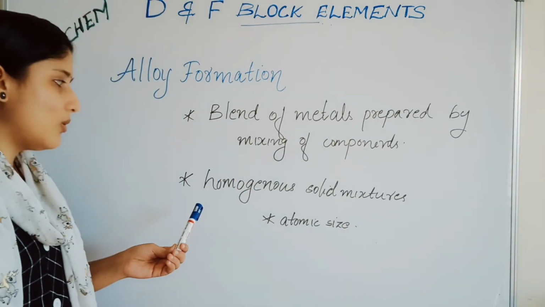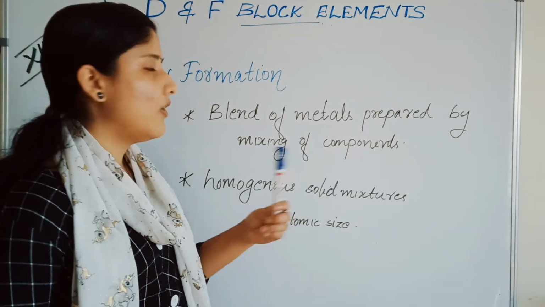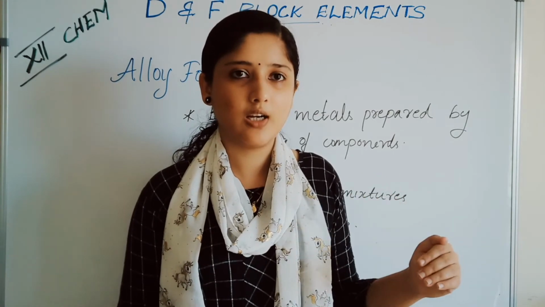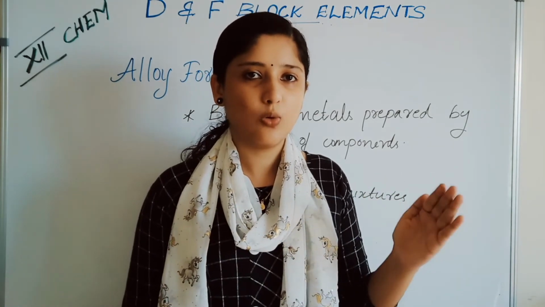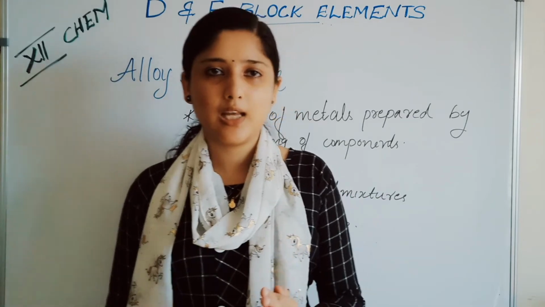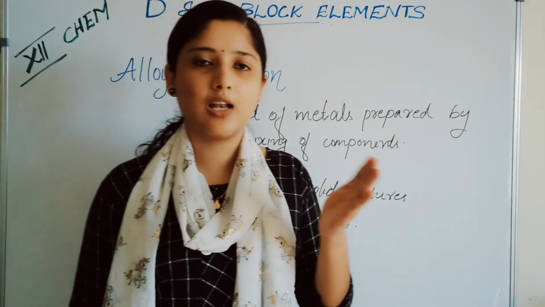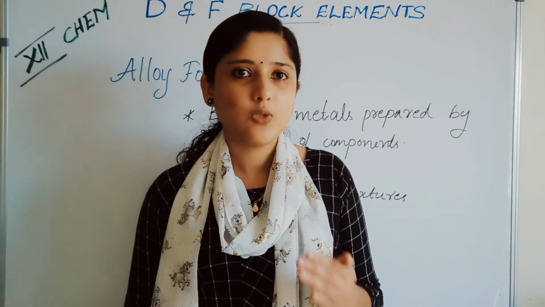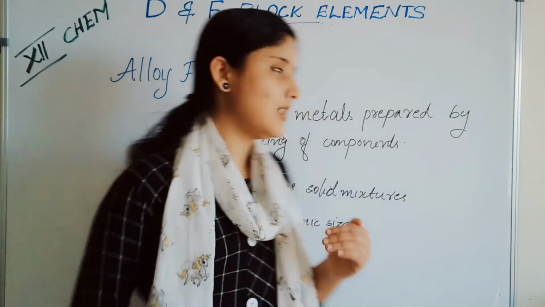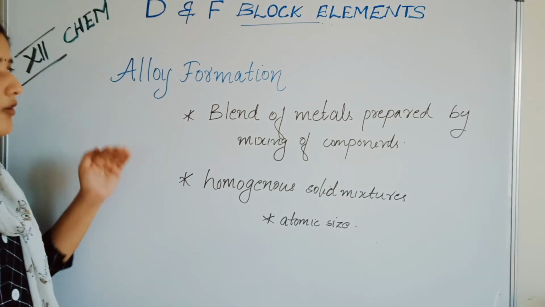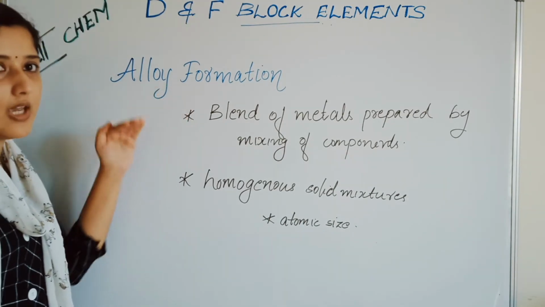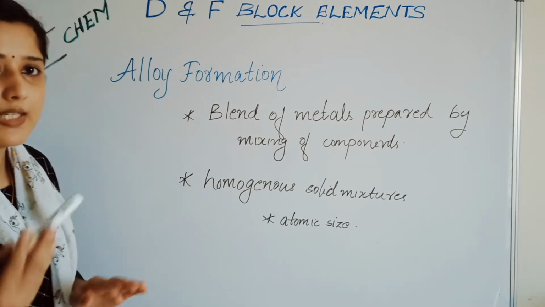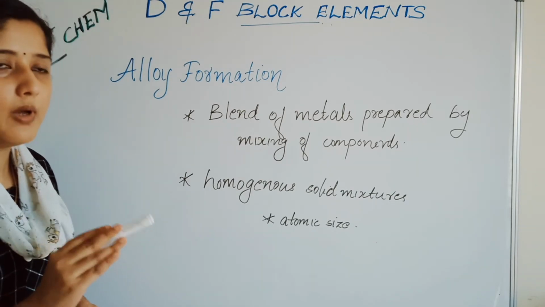Why is it called a homogeneous solid mixture? We know that transition elements are similar in size, that we have already studied. So we can replace a metal by another metal in a crystal lattice or in a solid solution. Hence we can form alloys. That is, transition metals form alloys because of their similarity in size. We can replace one metal by another to form alloys.